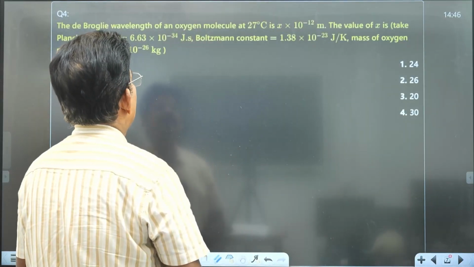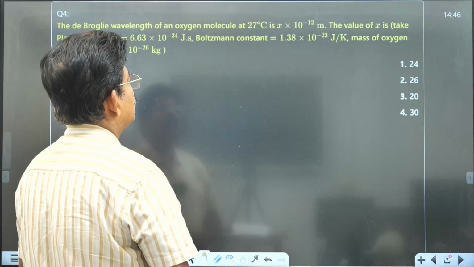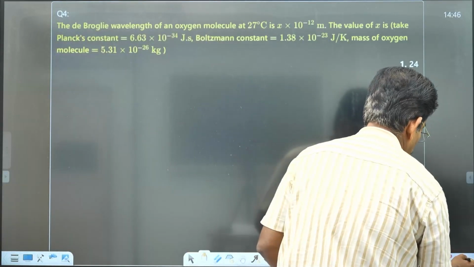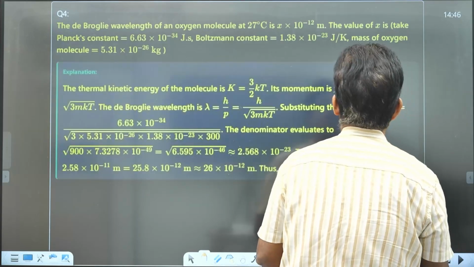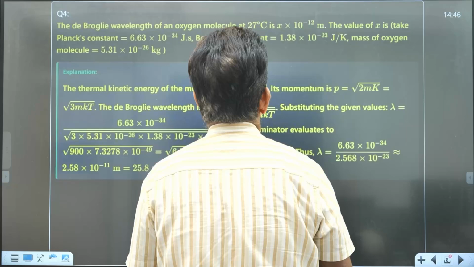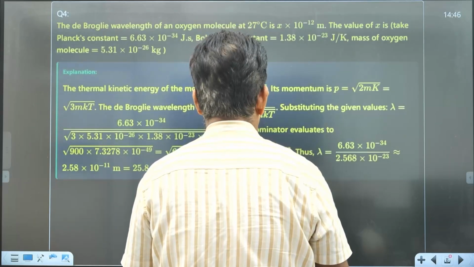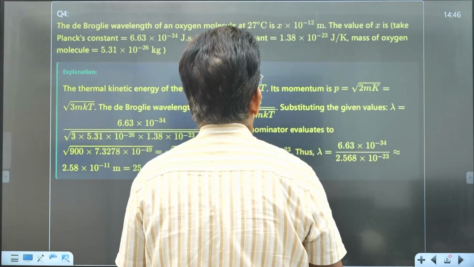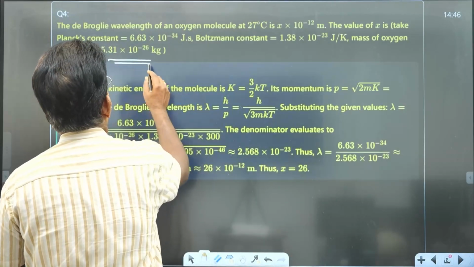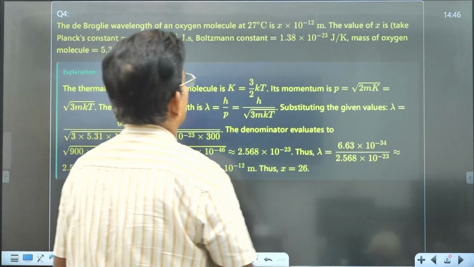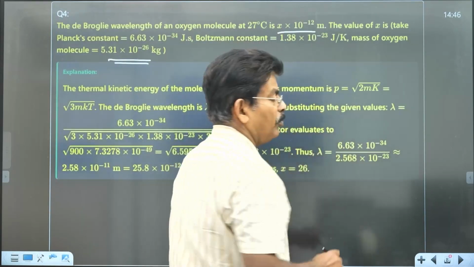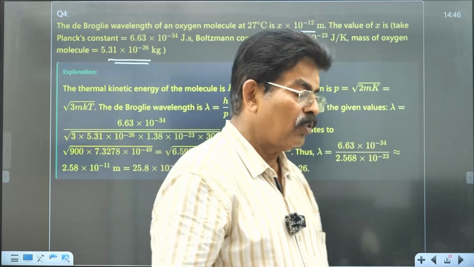Then, the De-Broglie wavelength of an oxygen molecule at 27 degrees is x into 10 to the power of minus 12. We have to calculate it. Boltzmann's constant and the mass of oxygen are given. Mass of oxygen is going to be 5.31 into 10 to the power of minus 26. You have to calculate the De-Broglie wavelength, x into 10 to the power of minus 12.